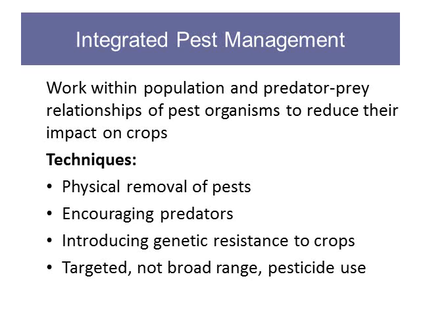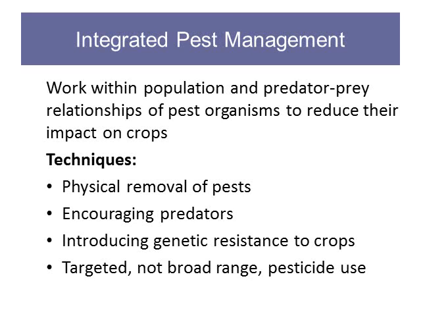To combat this in agroecosystems, there's something called integrated pest management. It's where you work within population and predator-prey relationships of pest organisms to reduce their impact on crops. You're working with the cycles themselves. You're not trying to just kill off everything because, again, pesticides cause more pest issues and it's not a sustainable system. The techniques in integrated pest management are physically removing the pests, spraying with water, deterring with some sort of smelly thing instead of killing them off, and encouraging predators.